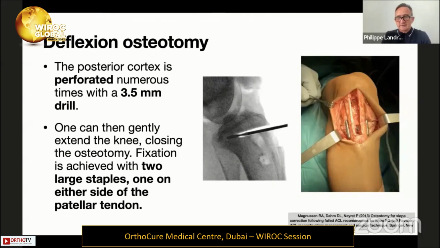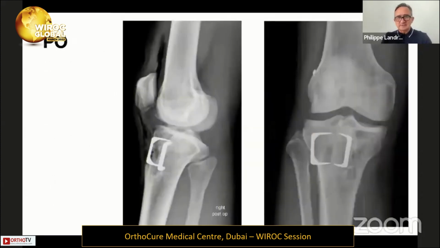So here it's anterior. If you want to correct a little bit the varus or the valgus, you can remove more cortex on the medial or lateral side, usually lateral because it's a varus. Otherwise, pay attention to not create a varus or a valgus, usually varus. And then the fixation is very simple, no plate, 2 large traditional staples, and it works very well, one on either side of the patellar tendon.